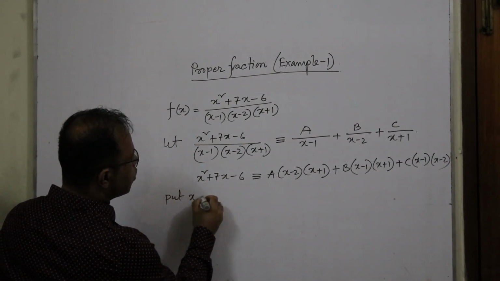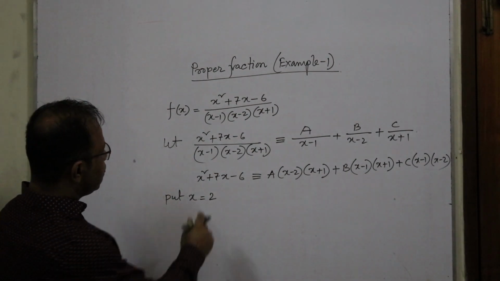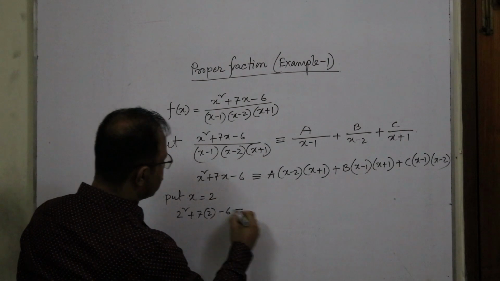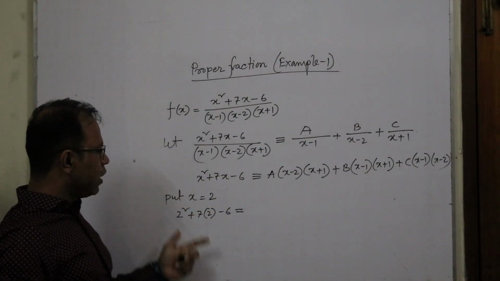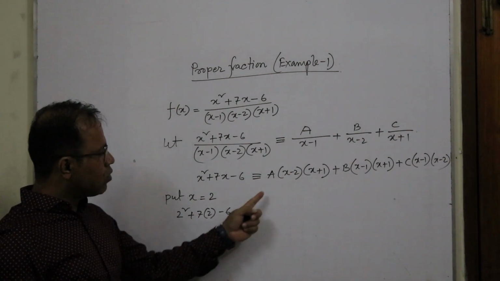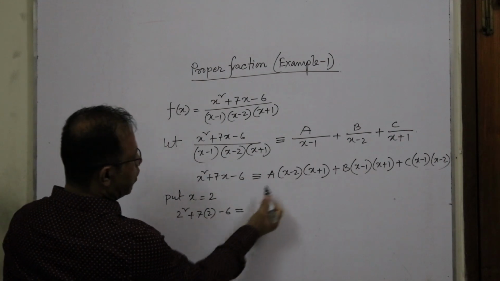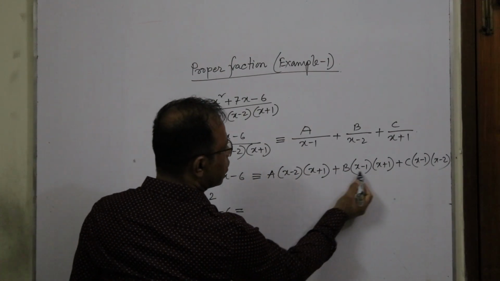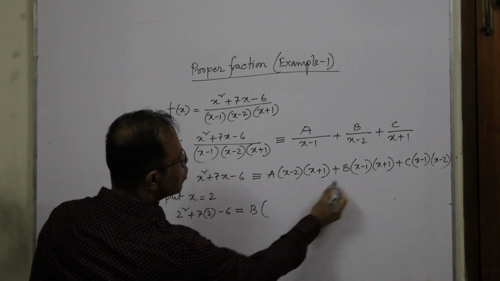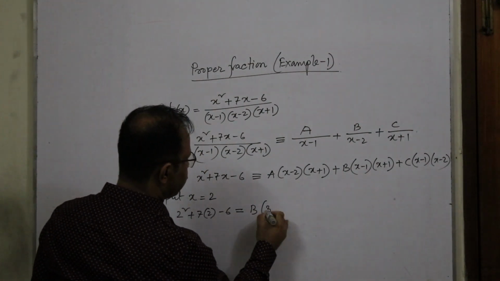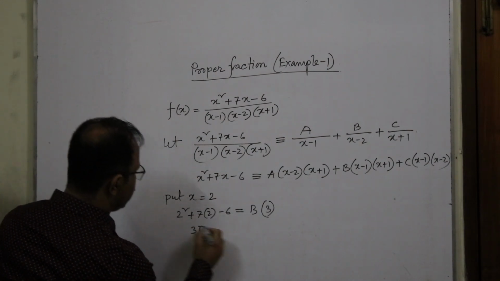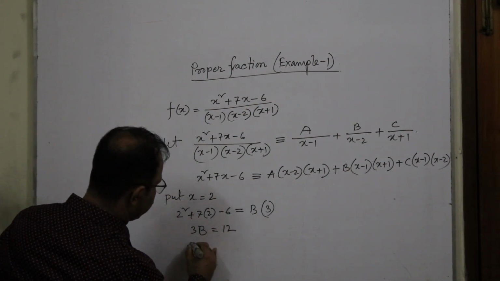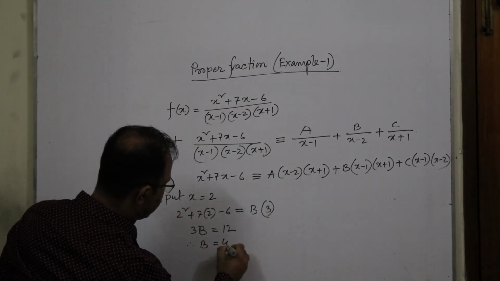First we put x equals 2. Then the whole expression becomes 2 squared plus 7 times 2 minus 6 equals, and as we put a particular value for x, we use the equal sign in place of the identity sign. If I put x equals 2, this expression becomes 0 and this expression becomes 0. Only this expression remains: b times 2 minus 1 is 1, 2 plus 1 is 3. So 3b equals 4 plus 14, 18 minus 6 is 12. Therefore b equals 4.